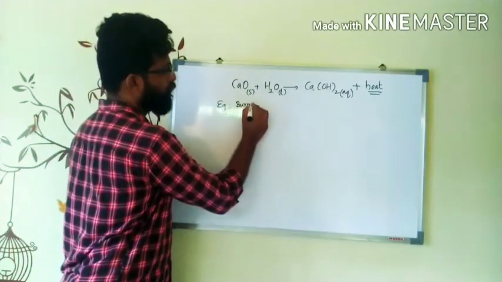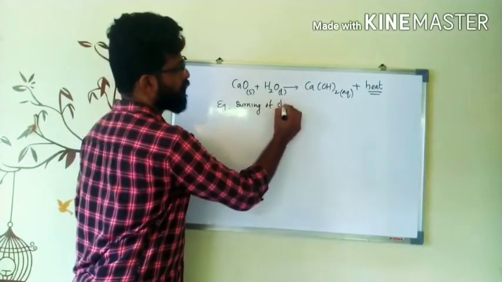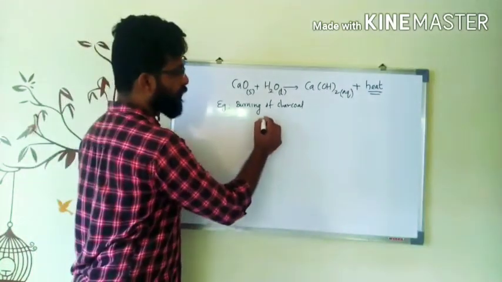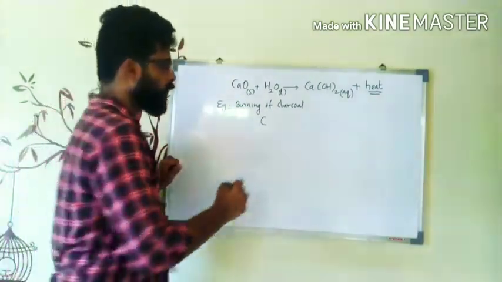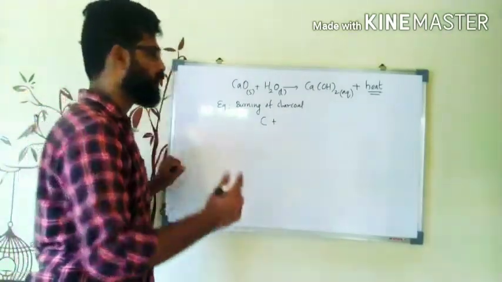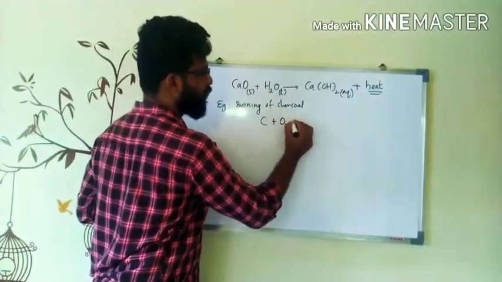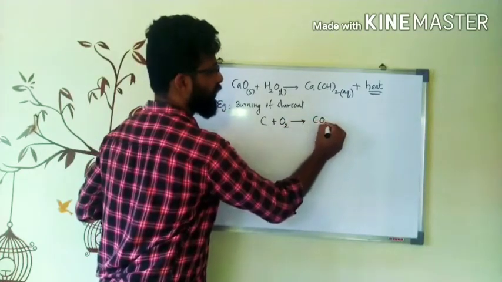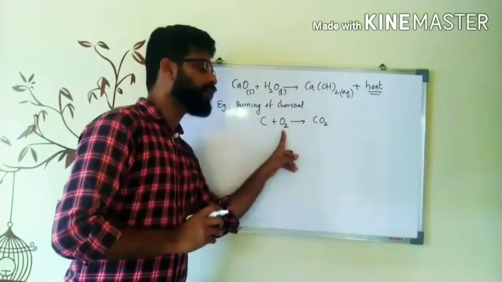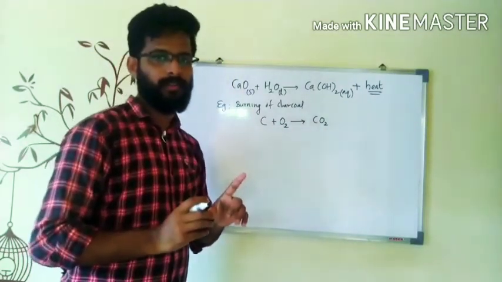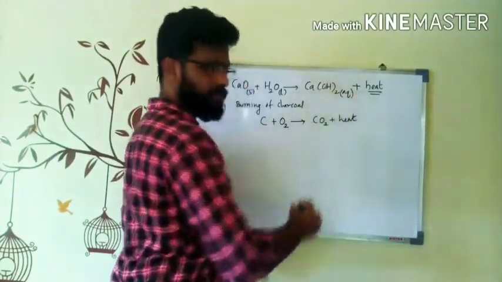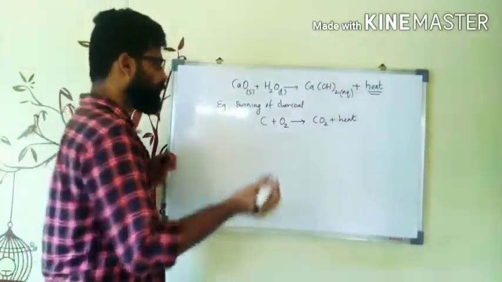Burning of charcoal. Charcoal means it is made up of carbon. Burning means reacting with oxygen. So carbon reacts with oxygen to give a single product called CO2. Again, two reactants combine to give a single product. One more point is there: heat is released, or energy is released.